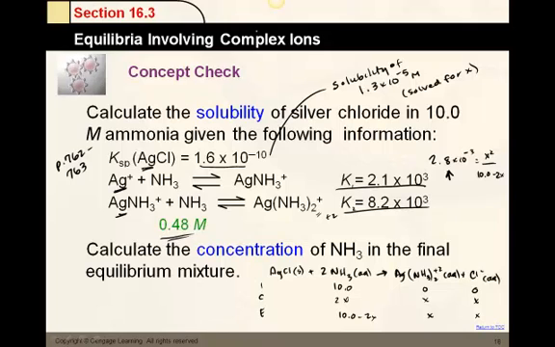But you will be reading about that in your textbook. My focus is to show you that yes, indeed, what happens is the solubility significantly increases when we can produce a coordination compound.